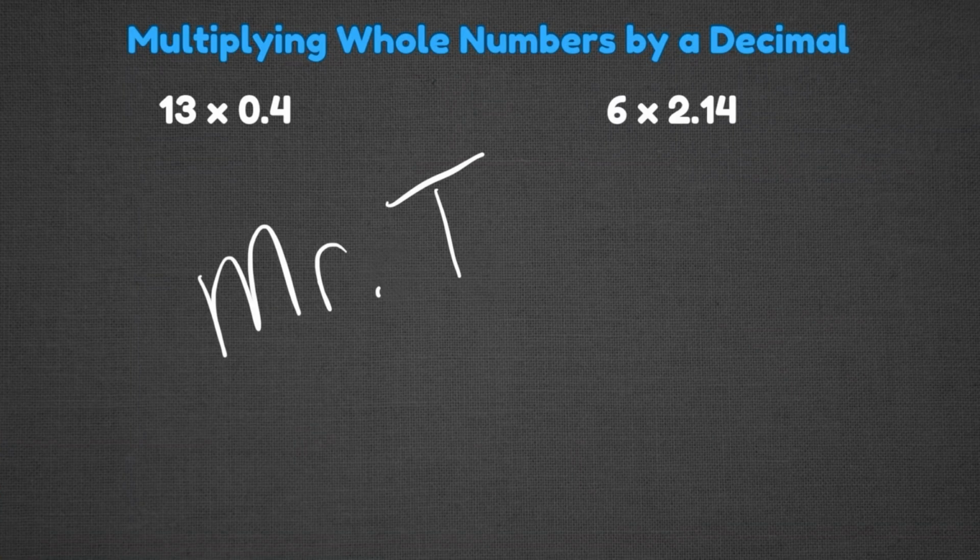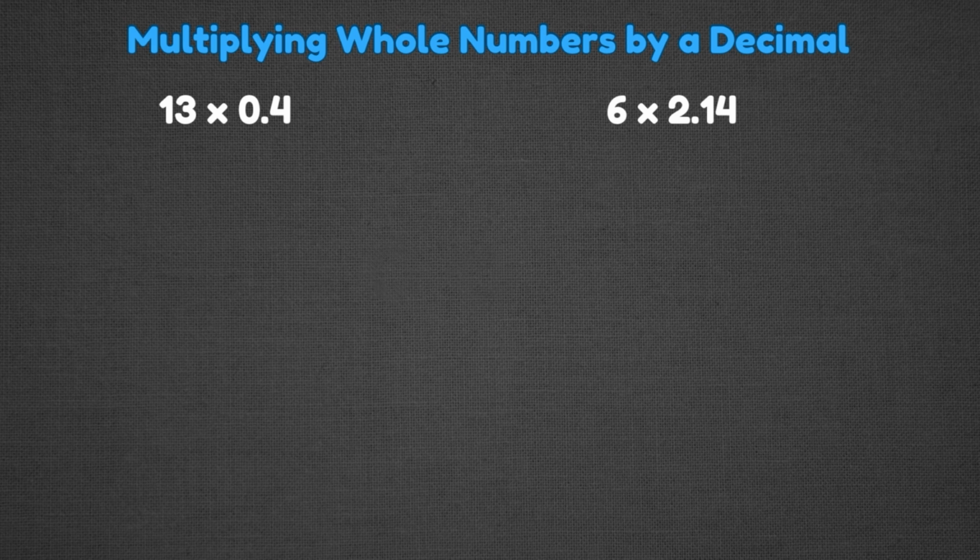Well, hello there, everyone. We will be doing some multiplying whole numbers by decimals. And one of the most important things is that you need to estimate what you think the answer is before you even start. So let's look at 13 times 0.4 or 4/10.